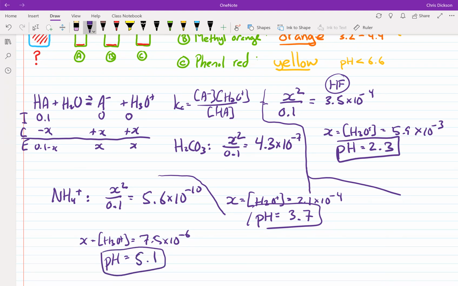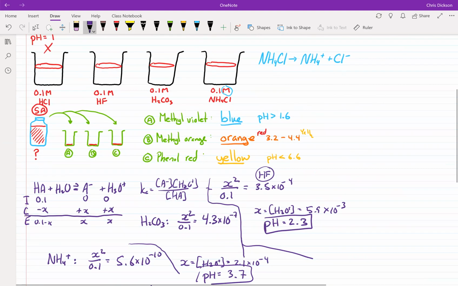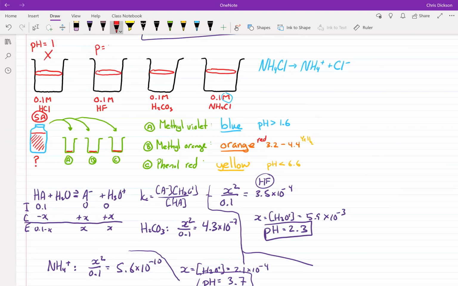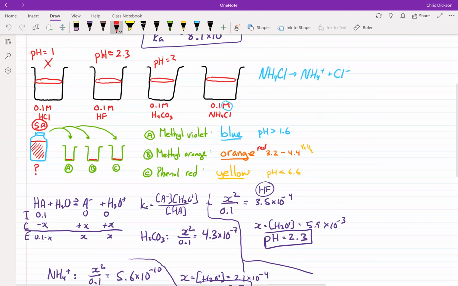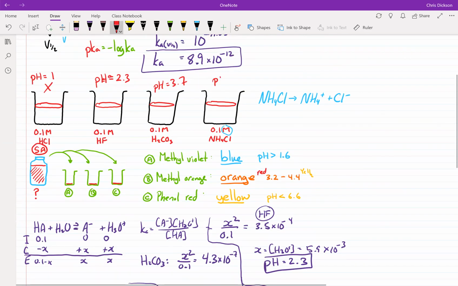Okay, so once again, we're not worrying too much about sig figs here, just trying to see if I get a ballpark number. So let's just shrink that down a bit. So this pH here is 2.3. The pH here was 3.7, and the pH here was about 5.1. These are kind of approximations.